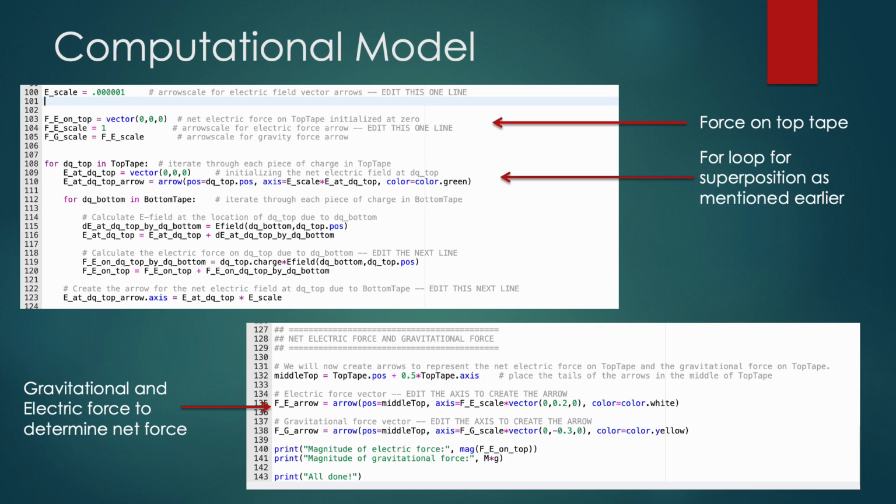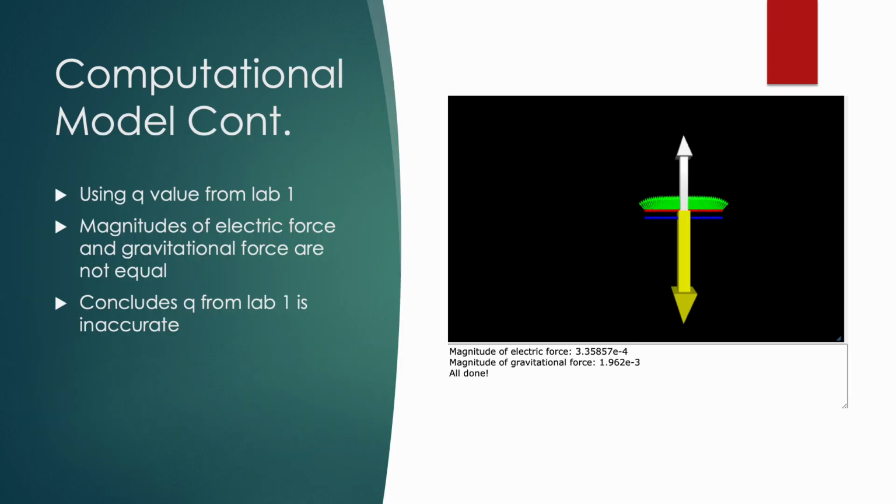And next I am showing some forces on the top tape, and then the for loop, which was used as superposition as I mentioned earlier, and then finally the computational model ends with the gravitational and electric force to then determine the total net force.